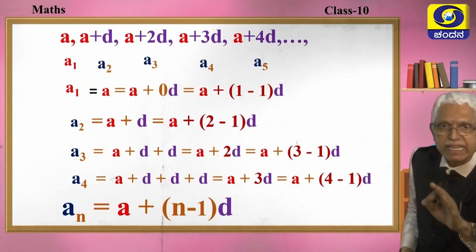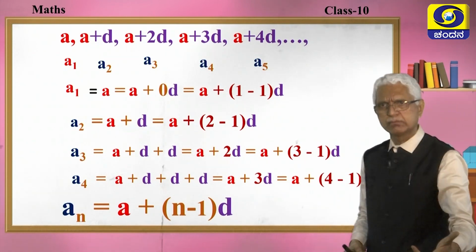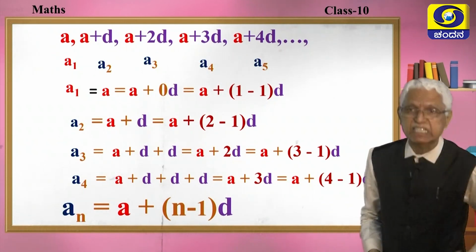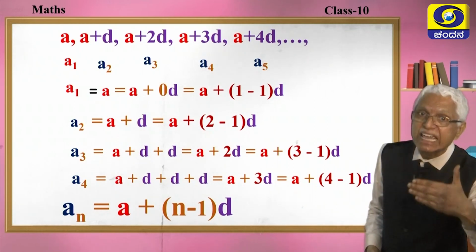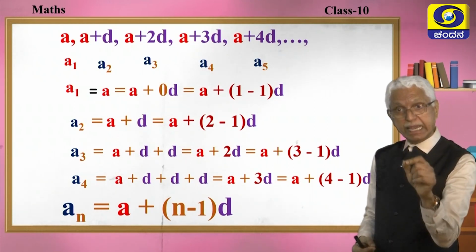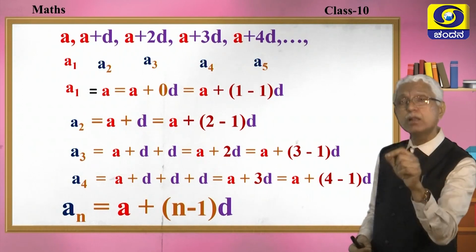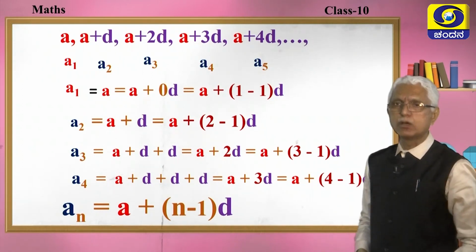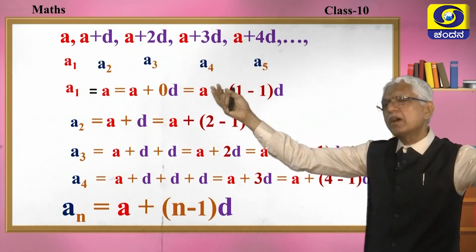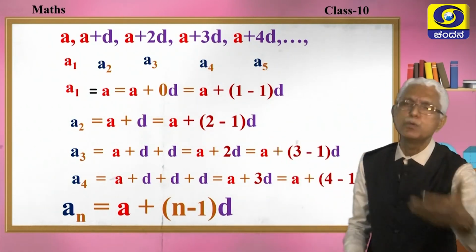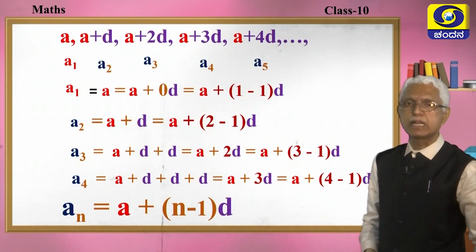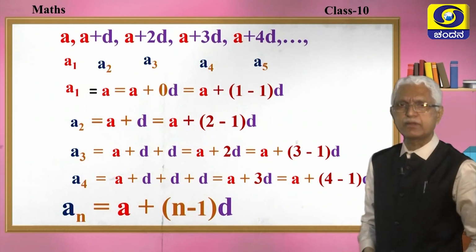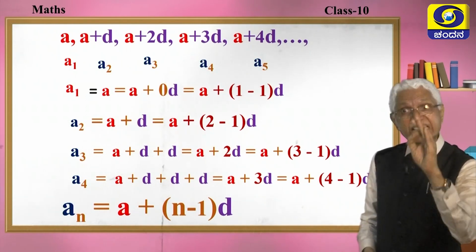It is denoted by an, my dear children. First term is a1, second term is a2, 10th term is a10. Any specific term, nth term is an. It is given by a plus n minus 1 into d. This is the formula which will help you to write down or to find out any term of any given AP. Okay? Beautiful. An is equal to a plus n minus 1 into d. It is a very sacred formula, a very important formula to find out the nth term.